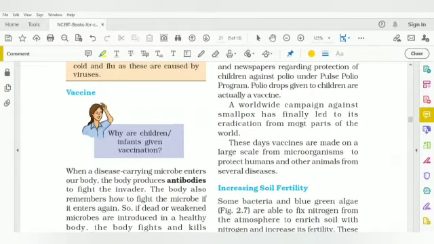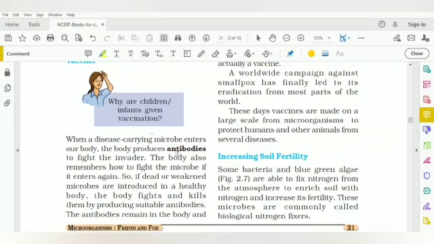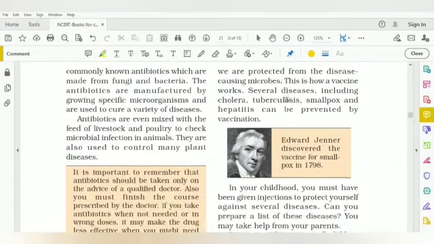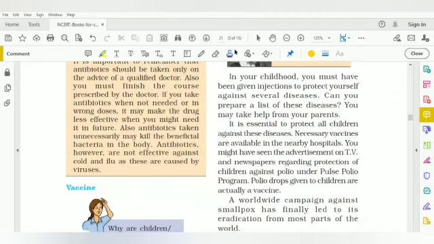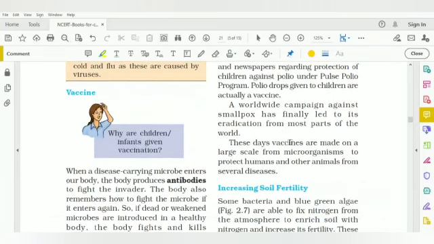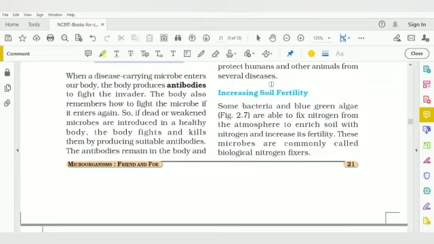Now they are also used in making vaccines. When a disease carrying microbe enters our body, the body produces antibodies to fight the invader. The body also remembers how to fight the microbe if it enters again. So if dead or weakened microbes are introduced in a healthy body, the body fights and kills them by producing suitable antibodies. The antibodies remain in the body and we are protected from the disease causing microorganisms. That's why they're useful in making vaccines. In childhood you might have gotten a vaccine for polio.